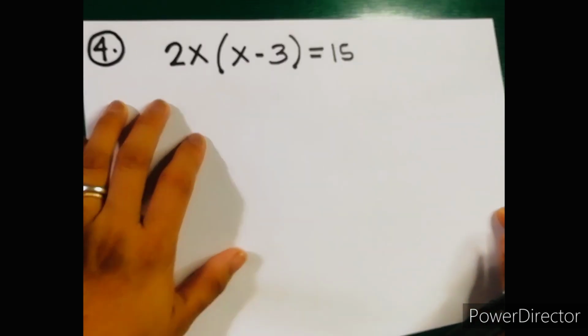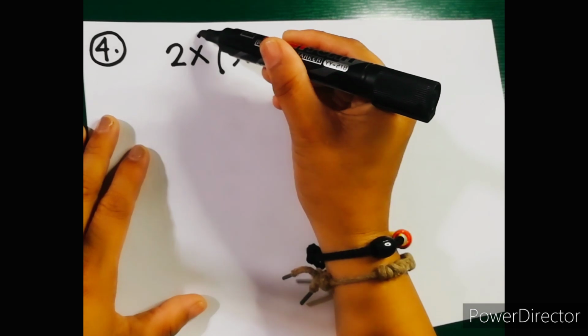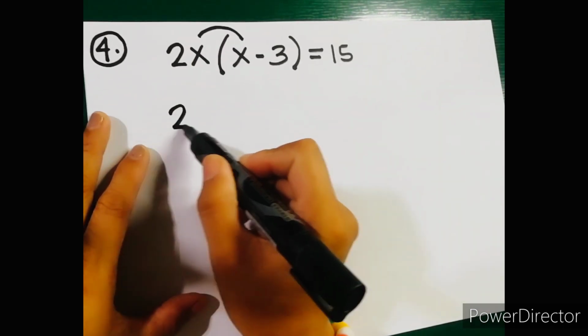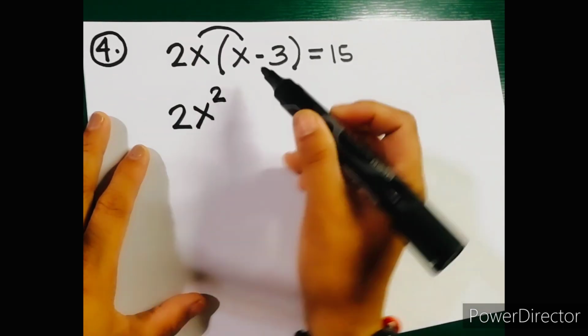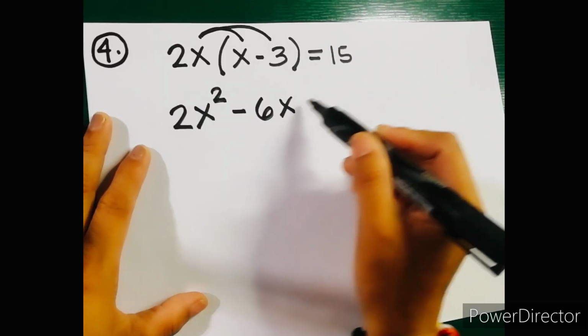So another example, number 4. We will apply the distributive property of multiplication. So we will multiply 2x to x. So 2x times x is 2x squared. 2x times negative 3 is negative 6x.